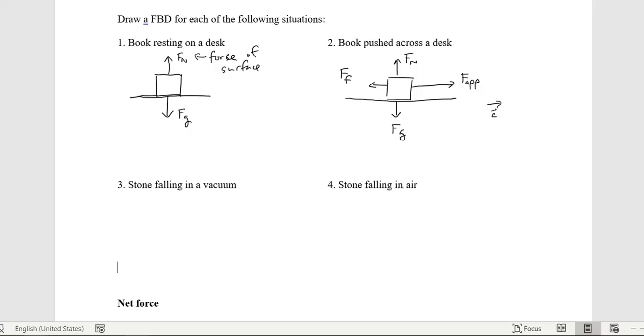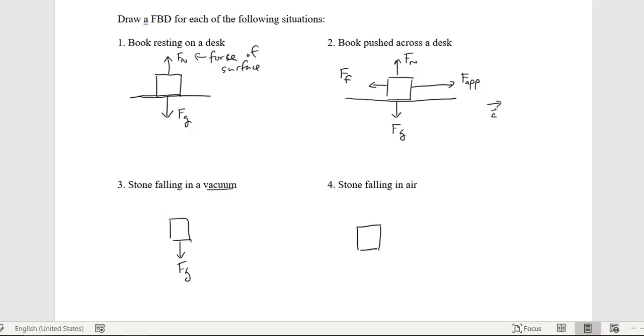How about a stone falling in a vacuum? Let's take a look at what happens there. If I have a stone that's falling, gravity's going to be pulling down on it. If it's a vacuum, that's it. There's nothing else acting on it. That's the only force acting on it, and therefore it's going to accelerate downwards, which we know when you drop an object.